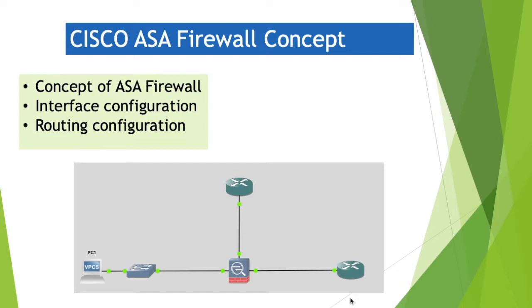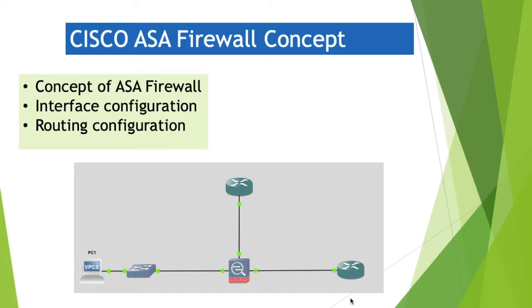In this video we will learn the concept of Cisco ASA Firewall, interface configuration, and routing configuration. We will learn what is security level, how security level works, and how to configure security level for a zone. So friends, Cisco ASA is a zone based firewall. It works based on security level.